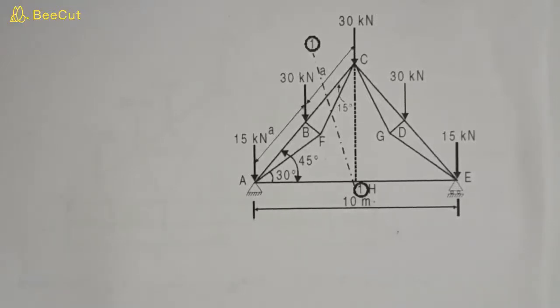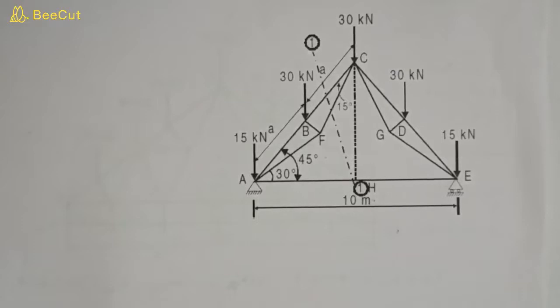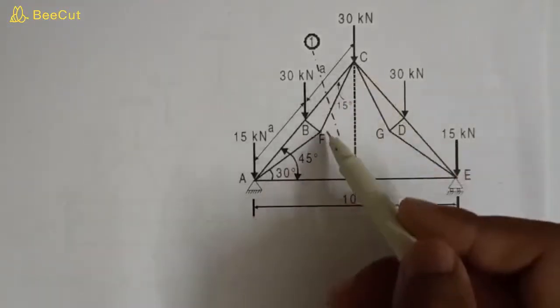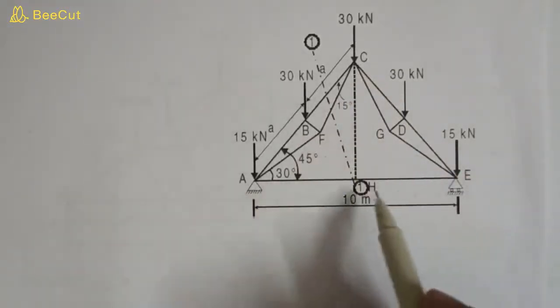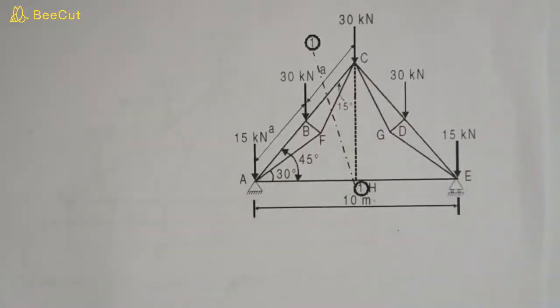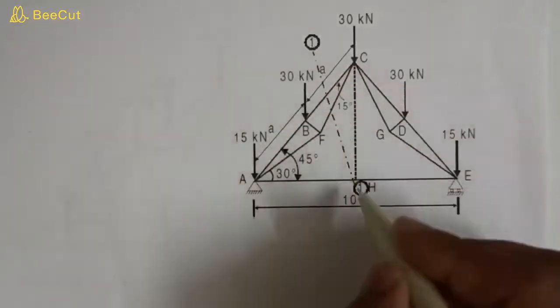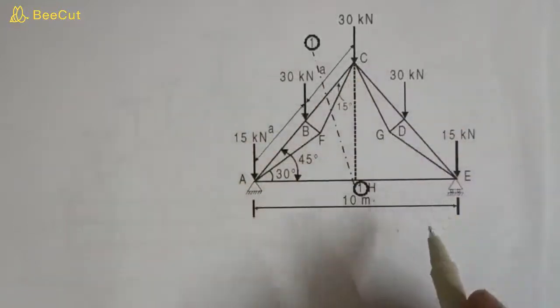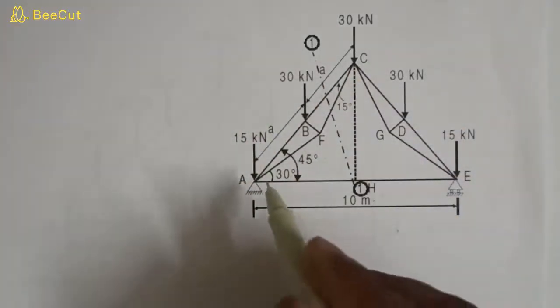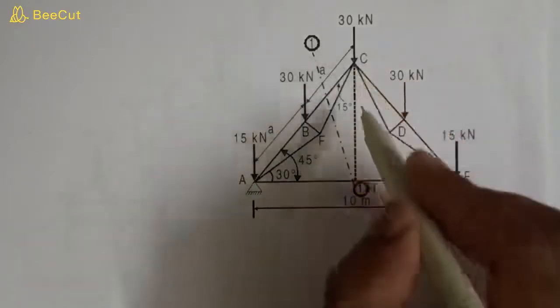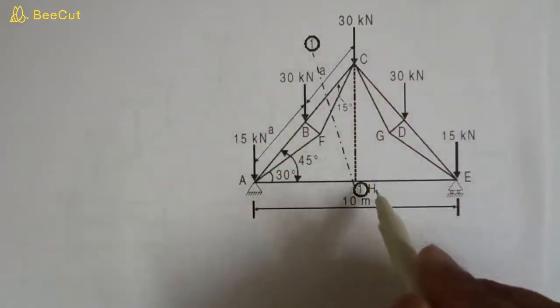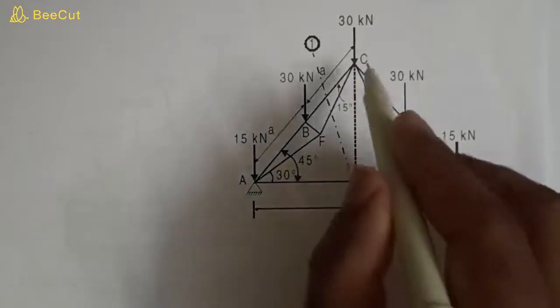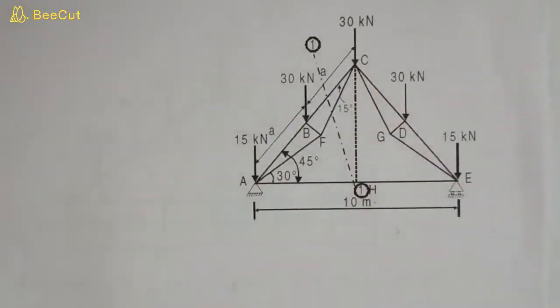So in this question we have to find the forces in members BC, CF and AE of a truss by the method of sections. We have drawn a section 1 through these three members BC, FC and AE, and to calculate the angles we have drawn a perpendicular CH from C on AE. So let's calculate the angle.